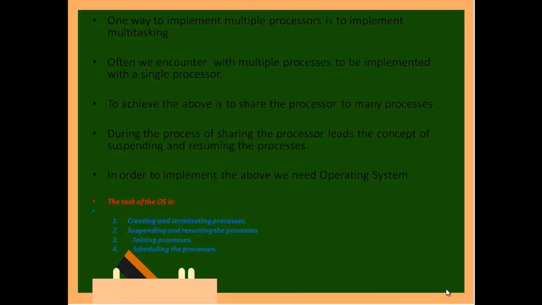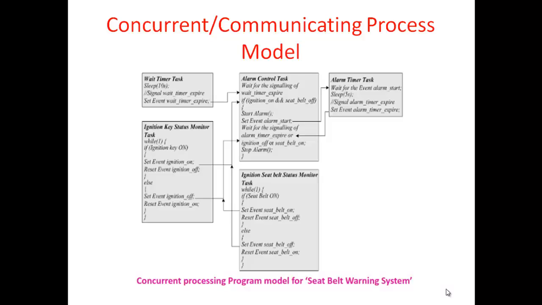The task of the OS is to create and terminate processes, and this is just a repetition. Suspending and resuming the process, joining processes, scheduling the process. Okay, so here I am saying concurrent process about a seat belt warning system.